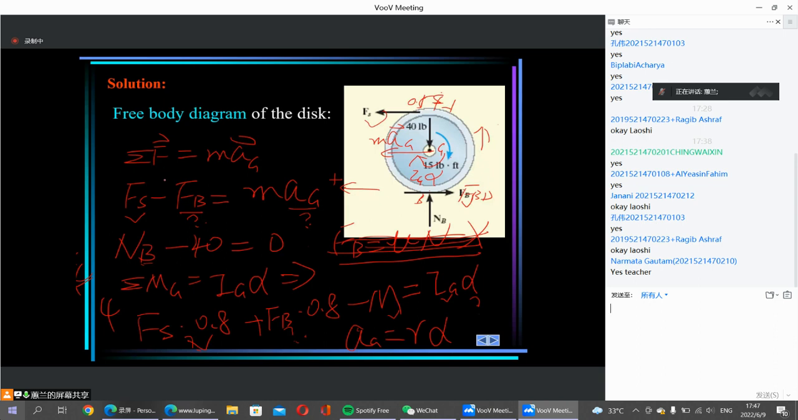The equations of motion are sigma F equal to m a_G. In horizontal and vertical, we can write down the scalar equations. Horizontal, we will have Fs, which is actually the spring force. Fb will be the friction force. Fs minus Fb equal to m a_G.